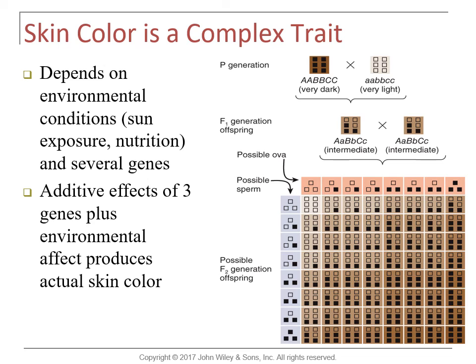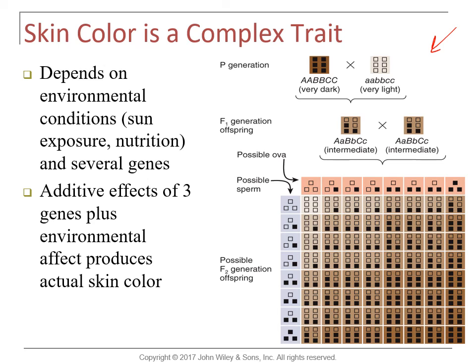So suppose that skin color is controlled by 3 separate genes, each having 2 alleles. Okay, so it can be big A, letter A, big B, letter B, or big C or letter C, okay? So here, as we can see in this figure.